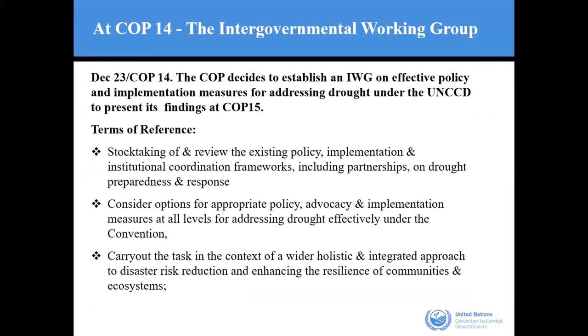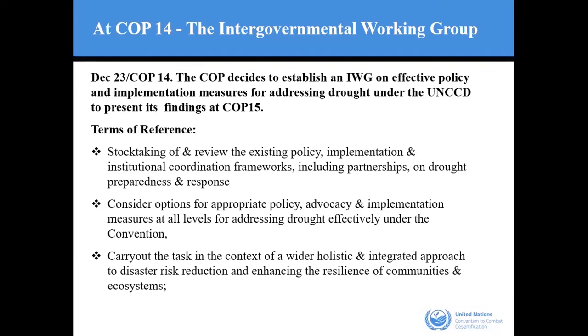The other thing that we are doing at the UNCCD is the piecemeal approach. Trying to react to drought will not work. Let's have a sustainable, long-lasting, and institutional approach to drought management. So the UNCCD Conference of the Parties in India in September 2019 established an intergovernmental working group so that they can come up with an effective policy and implementation measures for addressing drought under the UNCCD.